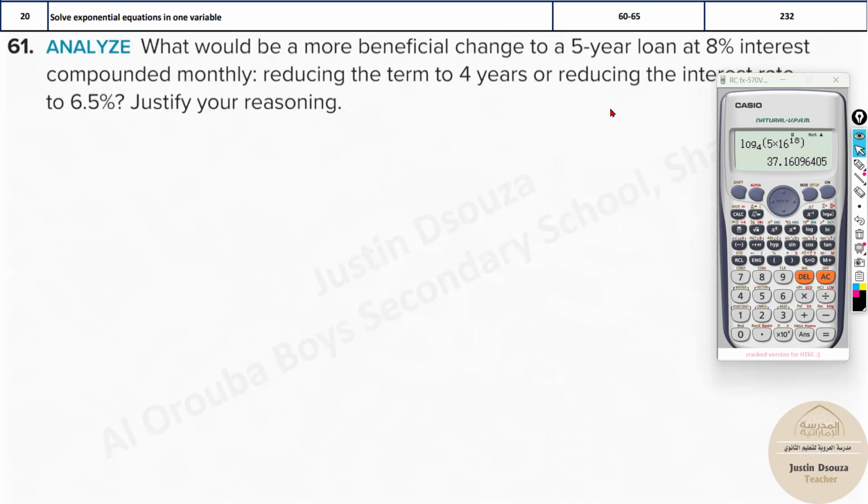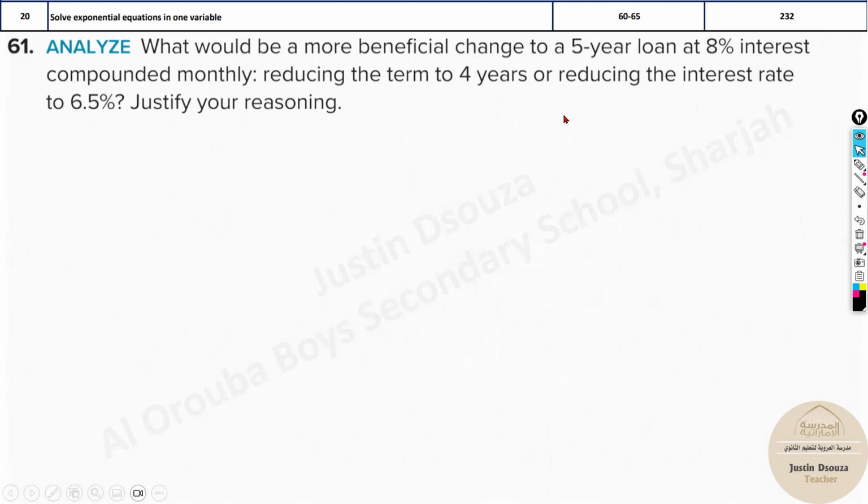What would be a more beneficial change to a 5-year loan at 8% interest compounded monthly: reducing the term to 4 years, or reducing the interest rate to 6.5% for 5 years? Now, I hope you recall the compound interest formula. This is important. Let me just write it out over here.